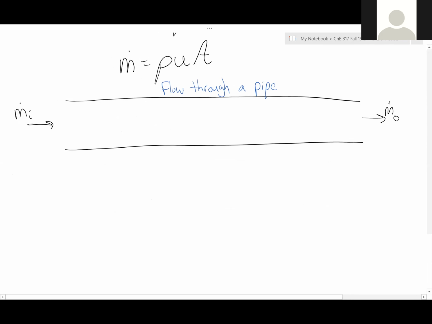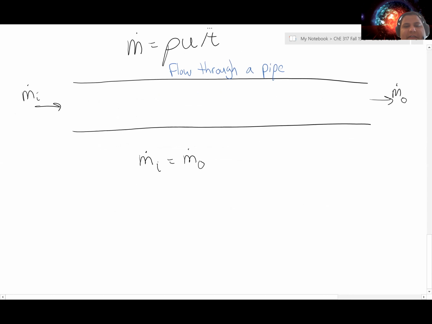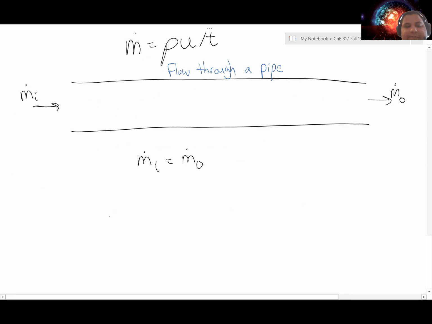M initial equals M out. M initial is equal to M out. Whereby through application of what we just wrote, that would also equal the initial density, the initial velocity, the initial area is equal to the density leaving, the velocity leaving, and the cross-sectional area of the outlet.